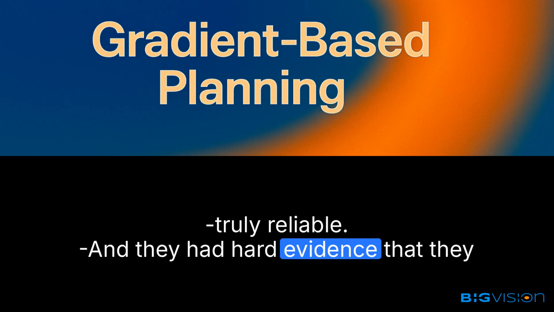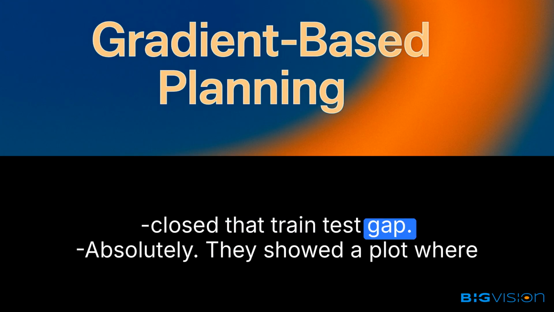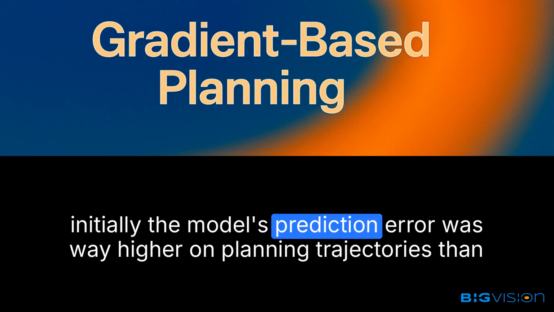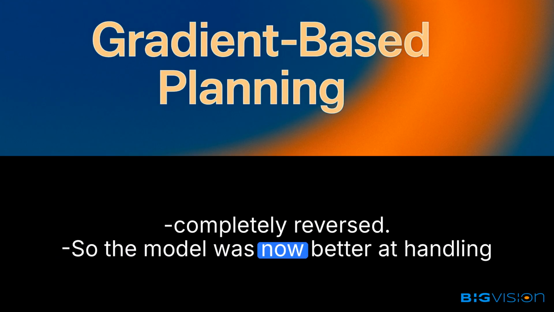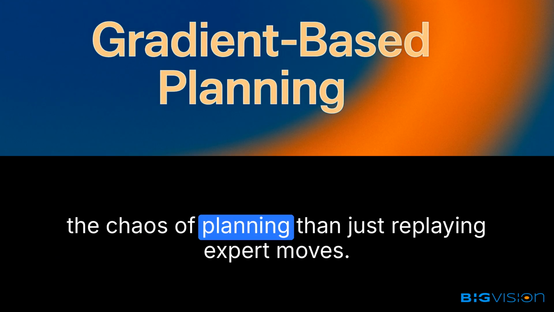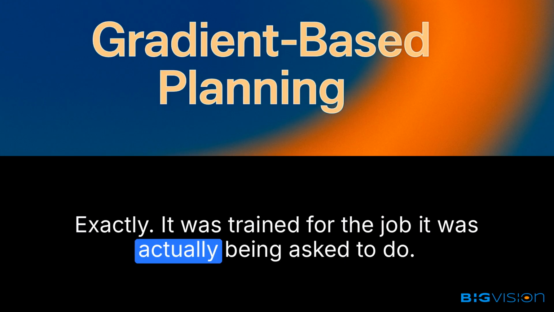And they had hard evidence that they closed that train-test gap. Absolutely. They showed a plot where initially the model's prediction error was way higher on planning trajectories than on expert data. After fine-tuning with OWM or AWM, that gap either vanished or completely reversed. So the model was now better at handling the chaos of planning than just replaying expert moves. Exactly. It was trained for the job it was actually being asked to do.